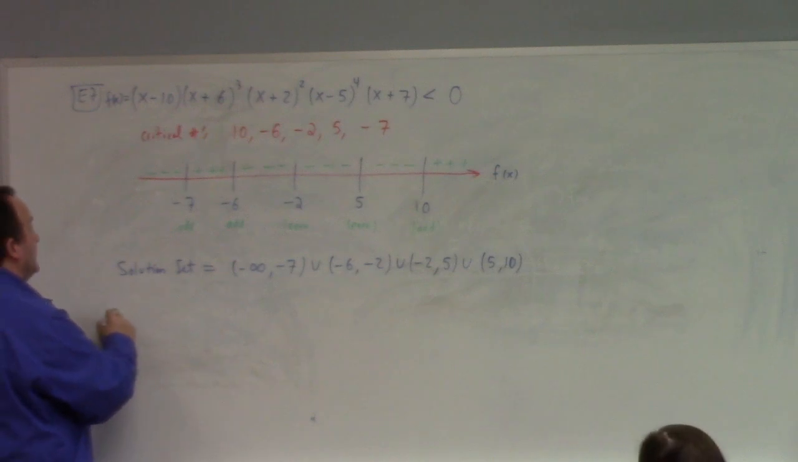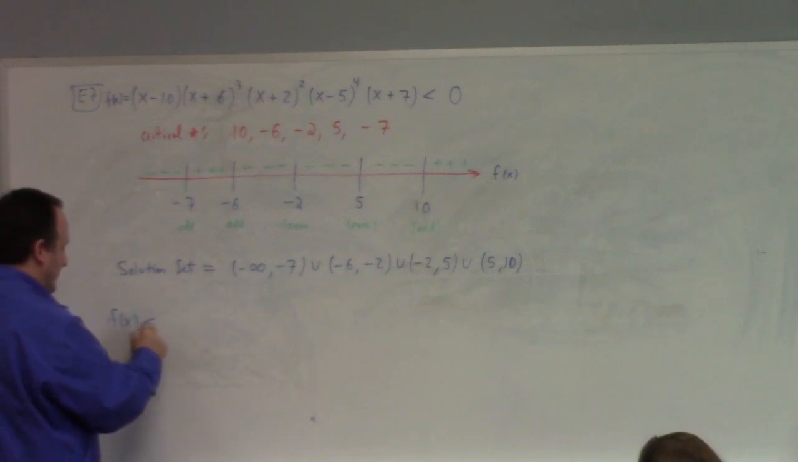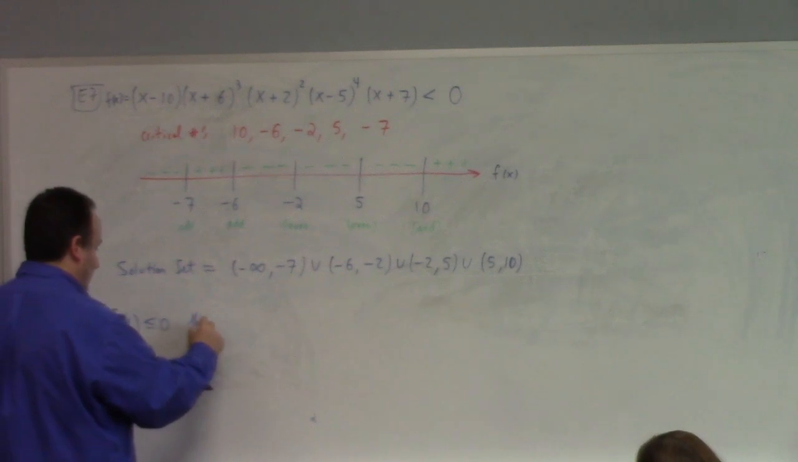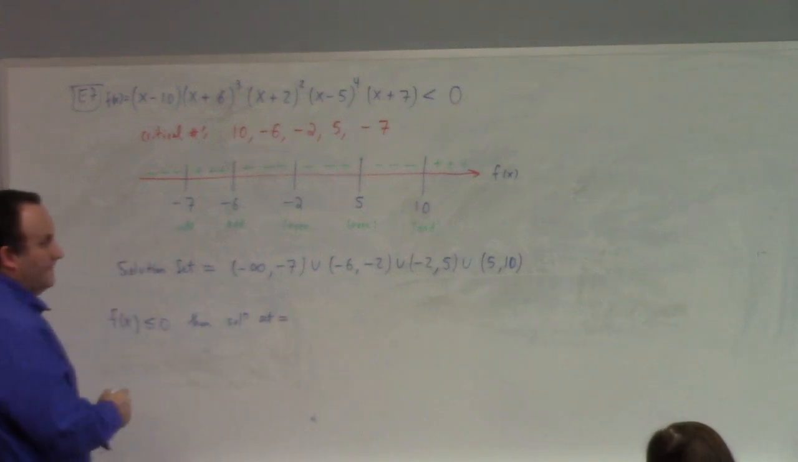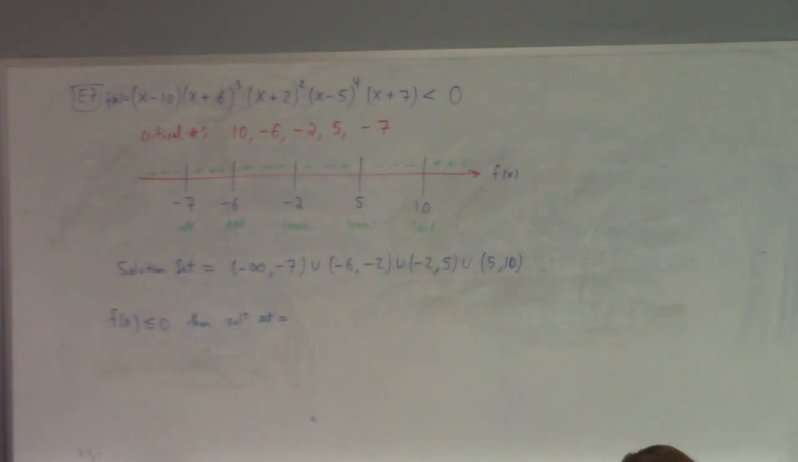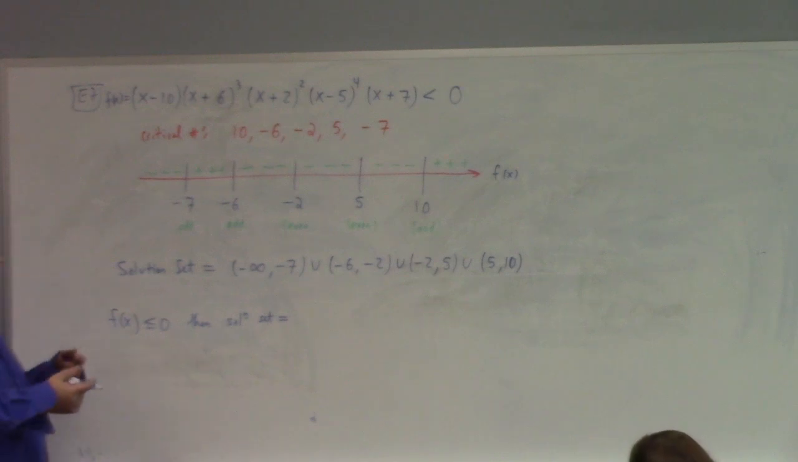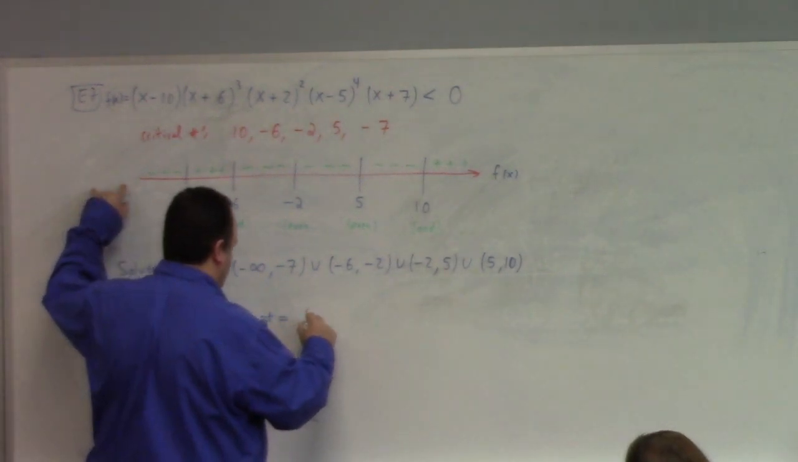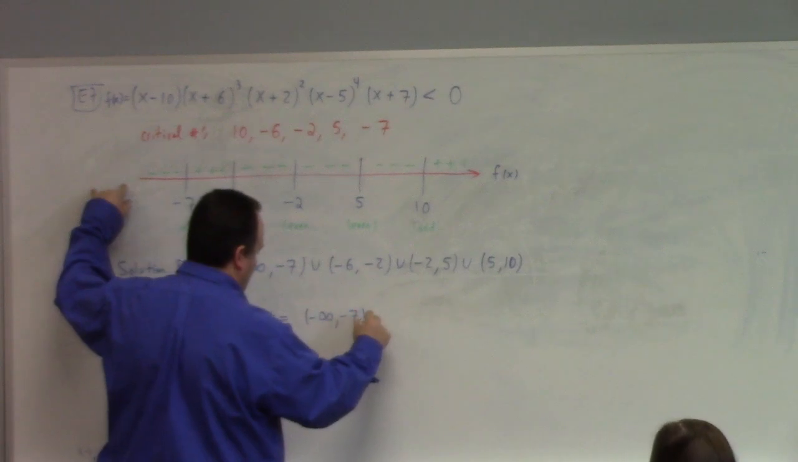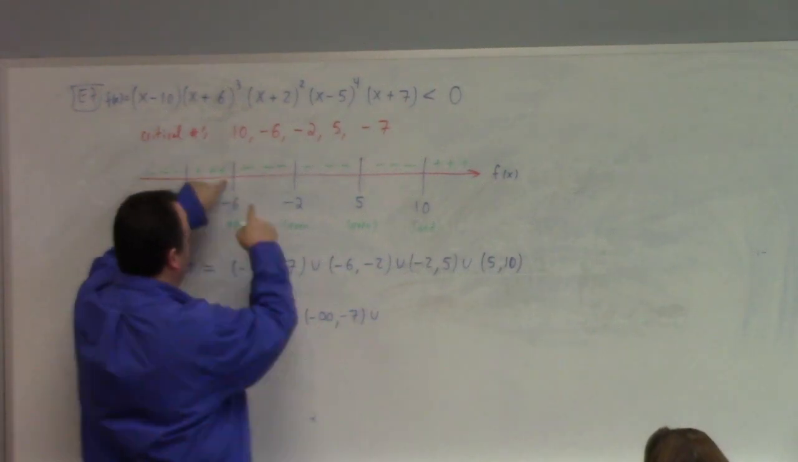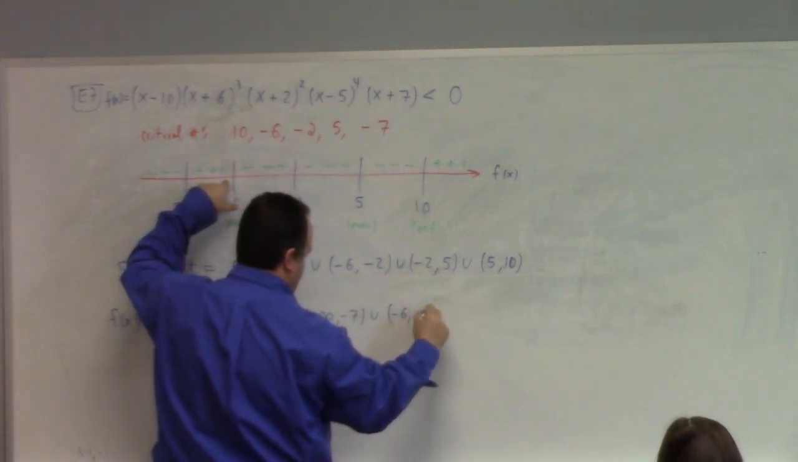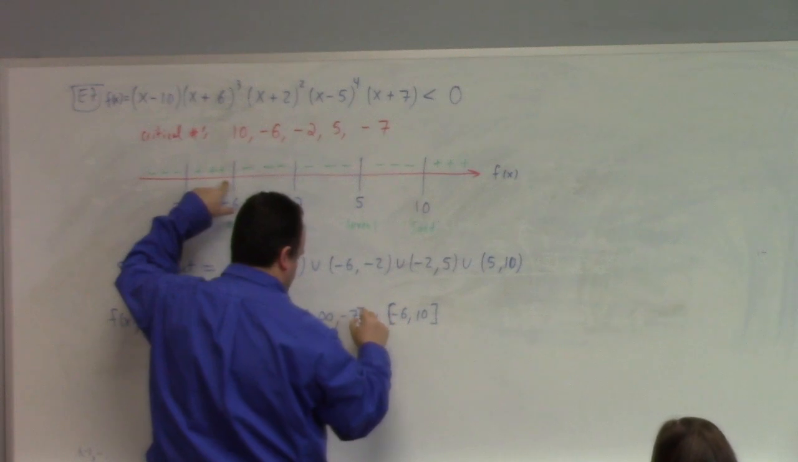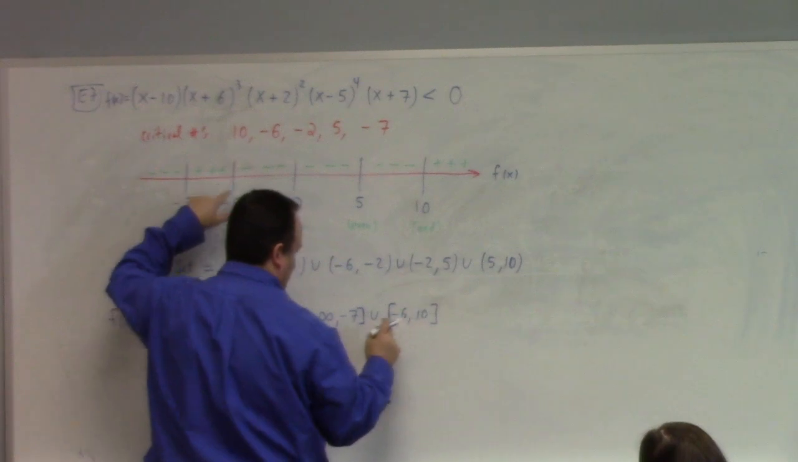If I had f of x, instead of less than 0, if I had less than or equal to 0, then what's the solution set then? Then it's easier, because if we're including equals 0, we don't have to exclude those joining points. And so the answer would just be minus infinity to minus 7 unioned with, well, we can go all the way from minus 6 all the way over here to 10. So it's much easier to write the answer down if we're including 0 as a possibility in the inequality.